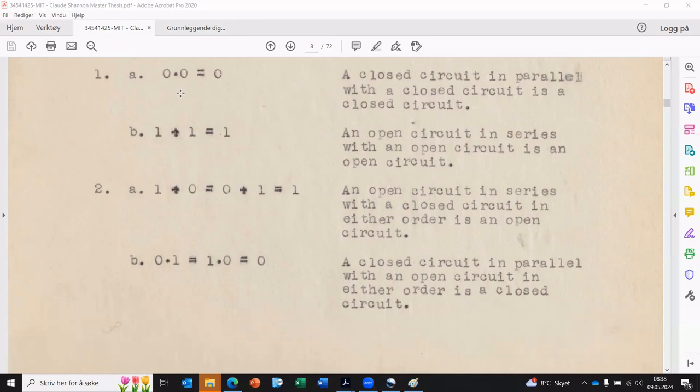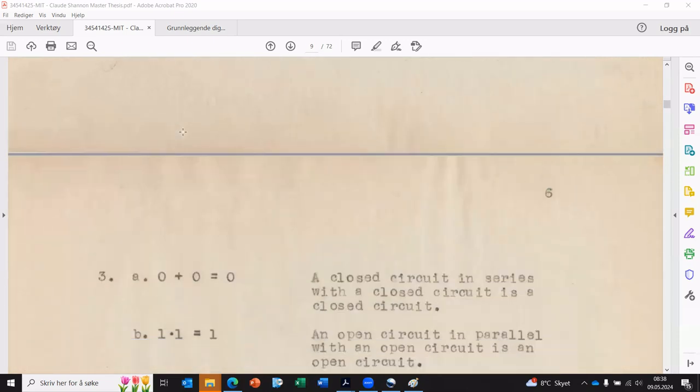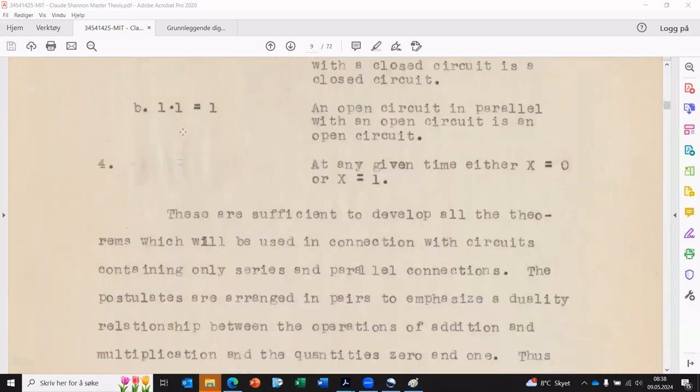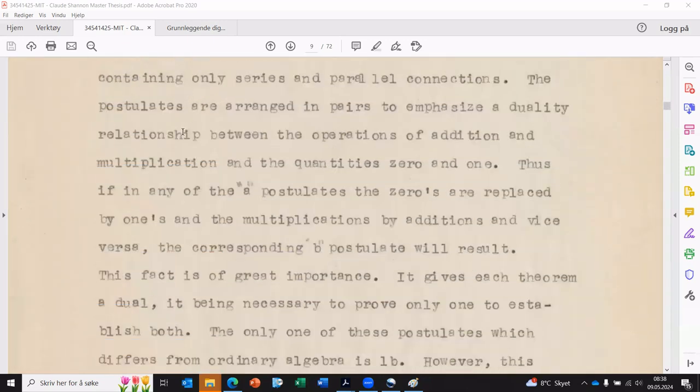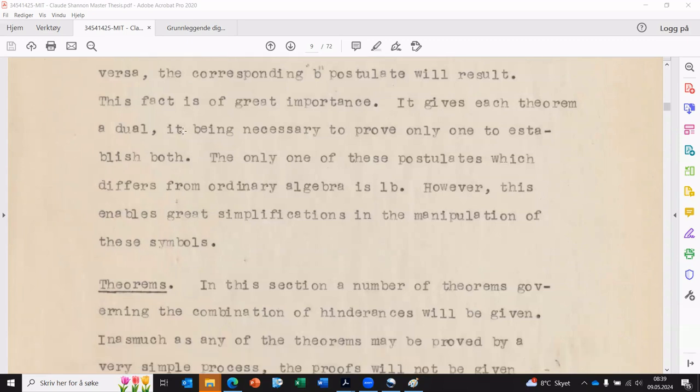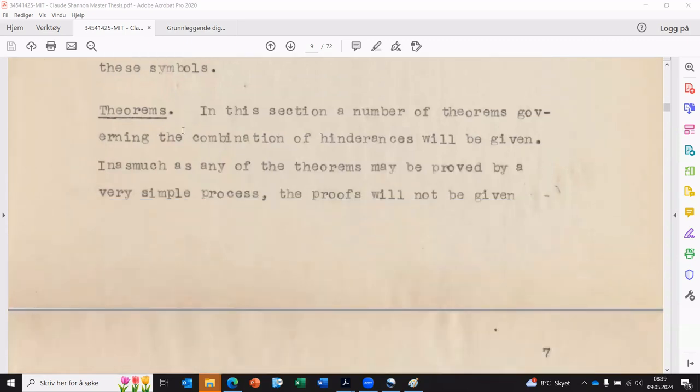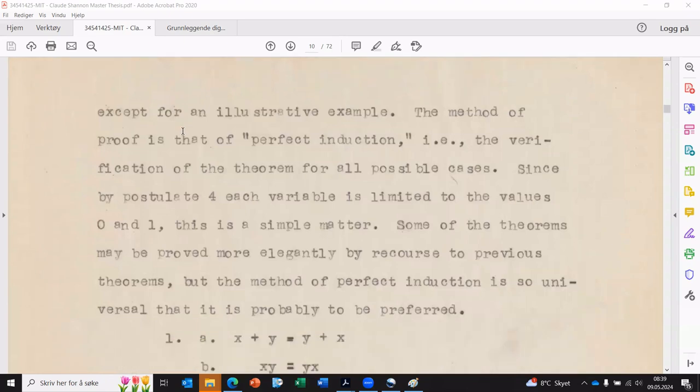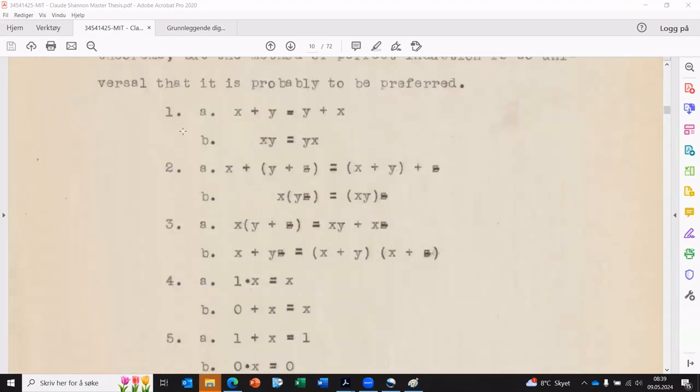And we see that this looks like Boolean algebra to us. For some odd reason, Claude Shannon chooses to use 0 where we use 1 and multiplication where we use plus. But apart from that, it's very similar to the way we treat our problems today. And then he says that this is sufficient to deal with any kind of problems with these switches. And then there are some theorems that come with this, and this is Boolean algebra.